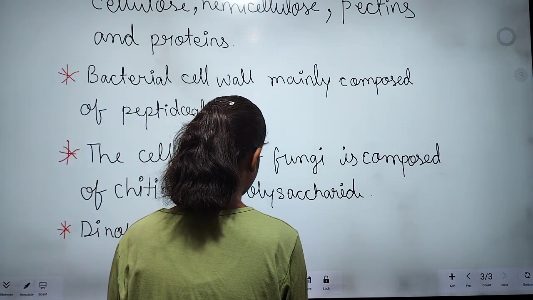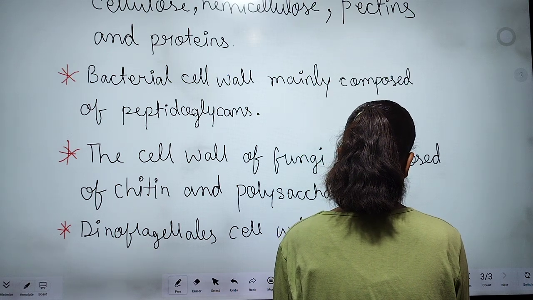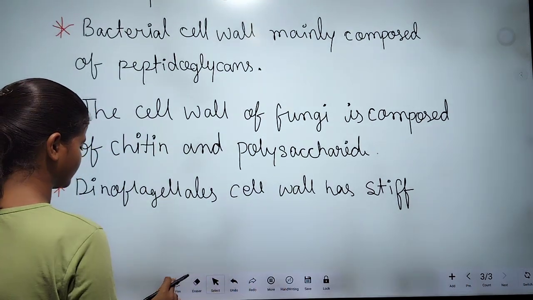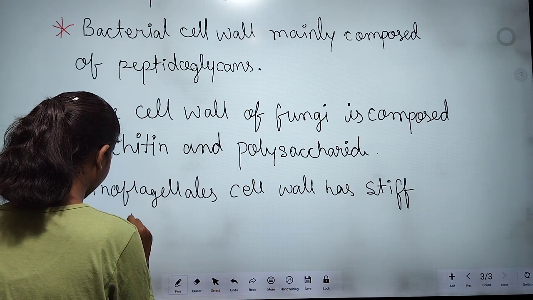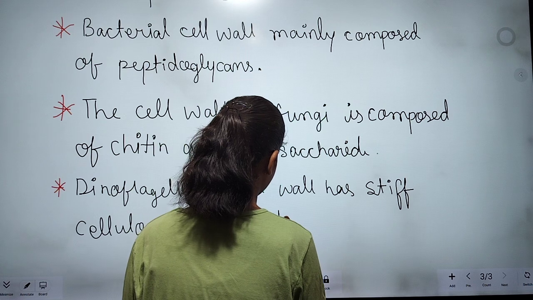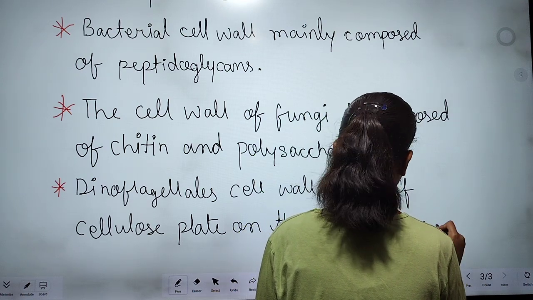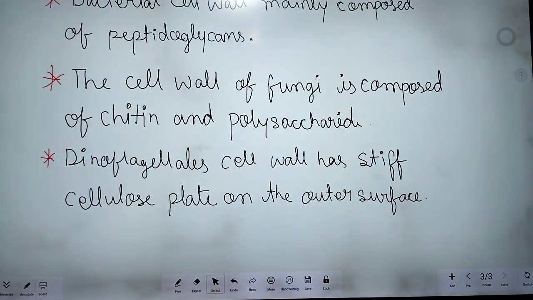Dinoflagellate cell wall has a stiff cellulose plate on the outer surface. Okay. So here is one more point: the dinoflagellate cell wall has a stiff cellulose plate on the outer surface. Okay. So the dinoflagellate cell wall is made up of a cellulose plate that is present on the outer surface. Okay.